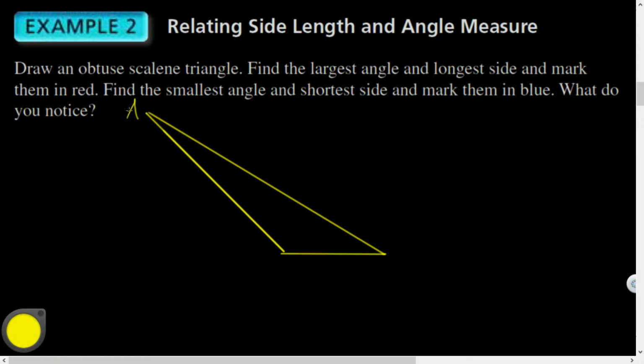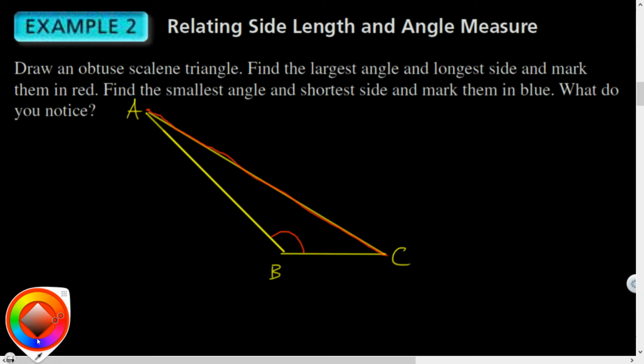So let's see, triangle ABC. Now it says find the largest angle. What's the biggest angle in this triangle? Angle B is the largest angle. And find the longest side. Which is the longest side? AC. I think I agree. That seems to make sense. Then it says find the smallest angle. Angle A is the littlest angle. Who's the shortest side? BC. Now, what do you notice?